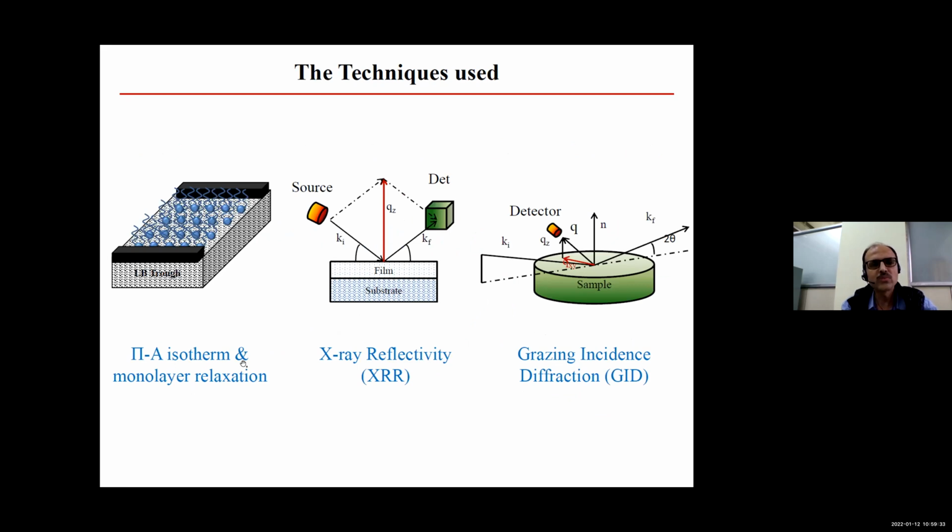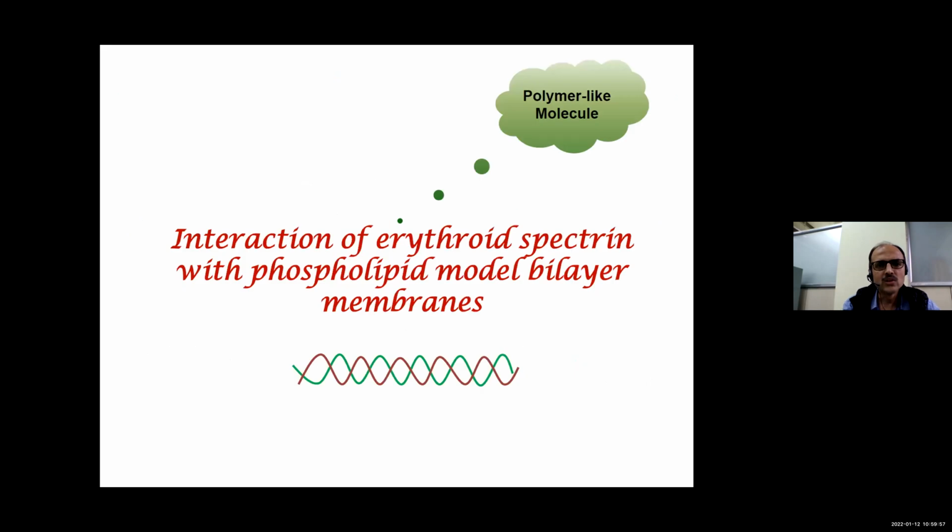So we used pi-A isotherm and monolayer relaxation measurements. And then we did X-ray reflectivity from the film or the monolayer. And we also have done the grazing incidence diffraction. So I don't need to explain those reflectivity and diffraction to this community particularly, because this community is very expert in that area. So first part: interaction of erythroid spectrin with the phospholipid model bilayer membrane.